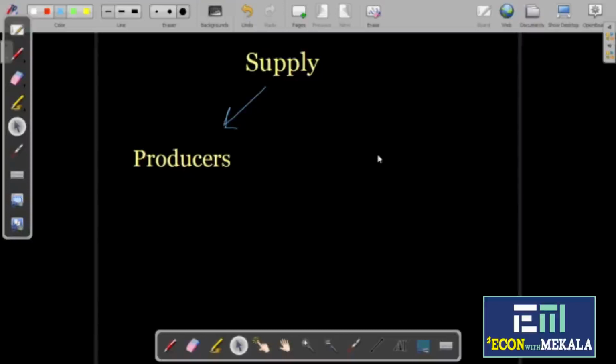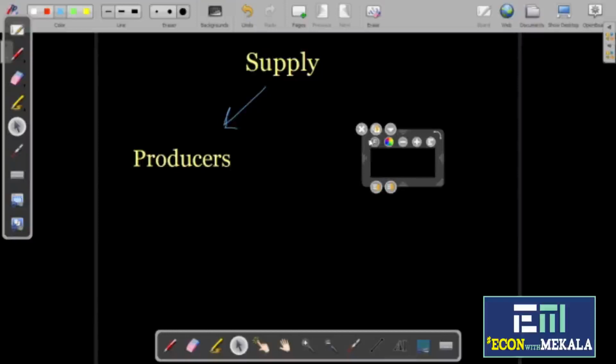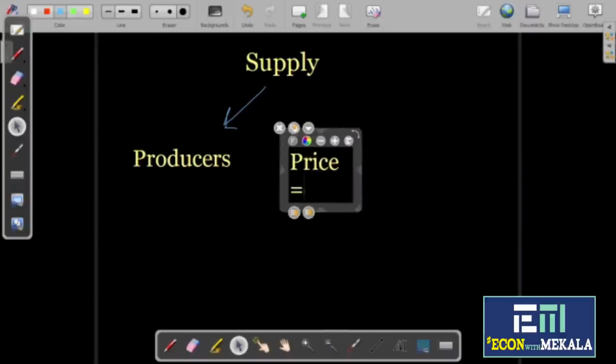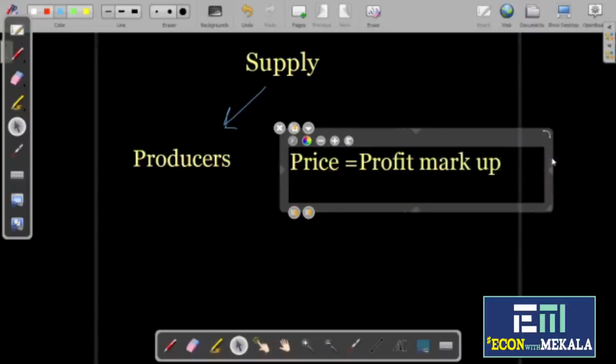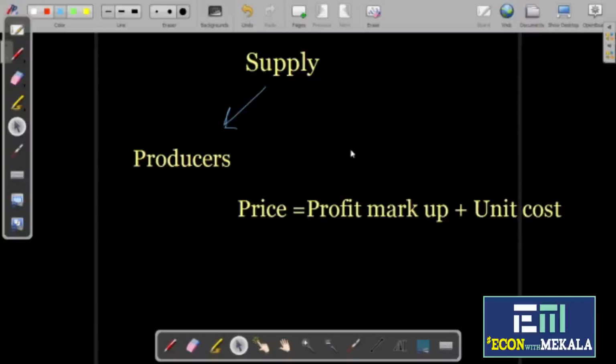If you look at producers, how do they decide prices of a product? There are many approaches taken to determine the market prices of a product, but the most common approach taken by producers to decide the price of a product is that price will be calculated considering the profit markup and the unit cost of production. Unit cost of production is the cost incurred when you're producing 1 unit of that particular product.